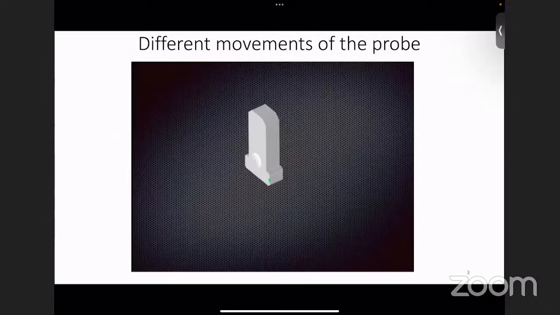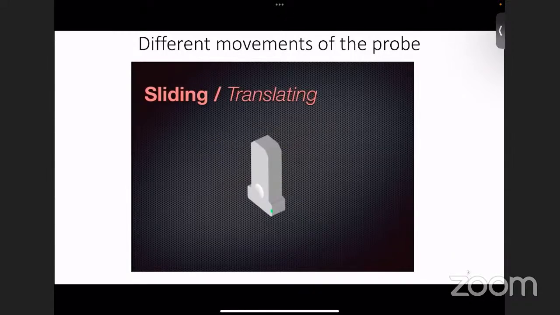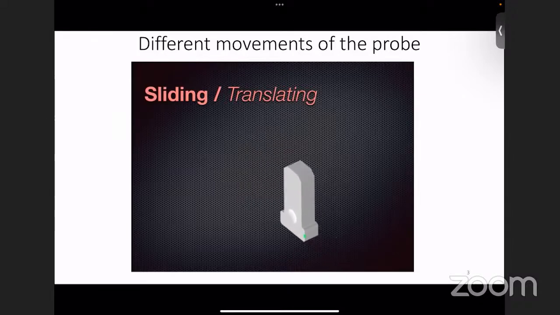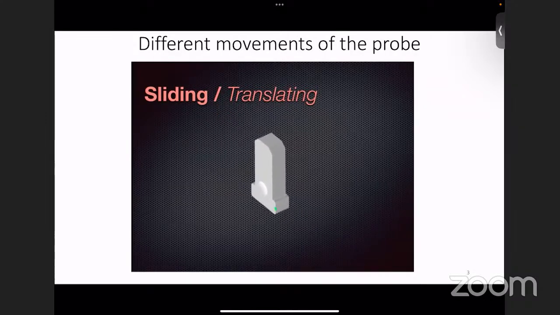So basically, what we want to know is the different movements of the probe. The probe can be moved in a long axis. It can be moved in a short axis. Then you can slide or translate the probe on either side along the long axis or the short axis, like this. So you can translate or slide the probe in this manner.